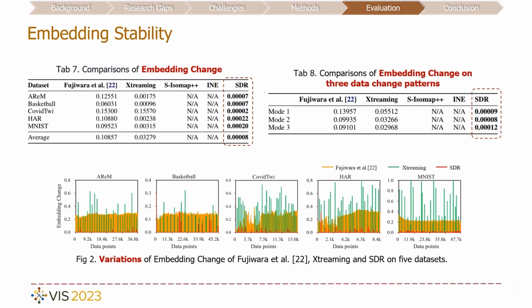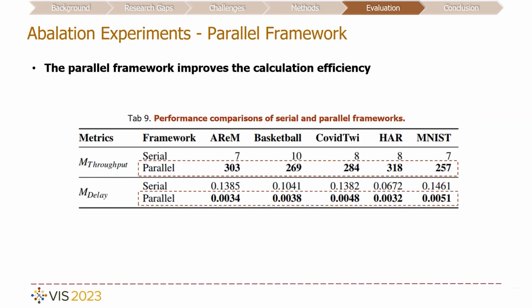In the realm of embedding stability, SDR consistently exhibits significantly lower levels of embedding changes compared to streaming PCA and X-streaming. As depicted in Figure 2, it's evident that SDR's embedding results undergo less frequent and less substantial fluctuations than those of streaming PCA and X-streaming.